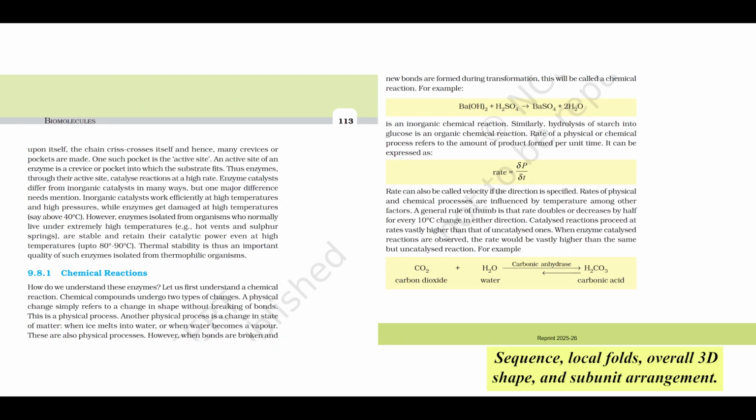4 levels. Sequence, local folds, overall 3D shape, and subunit arrangement. Okay, that clarifies the hierarchy. Wow, protein structure is way more intricate than I realized. Those 4 levels build up so much complexity.